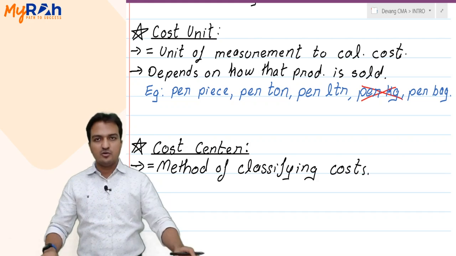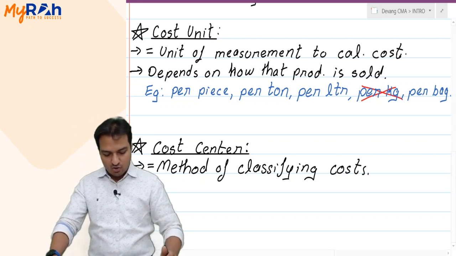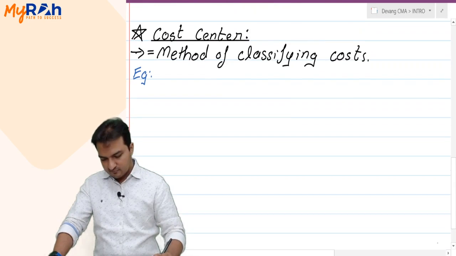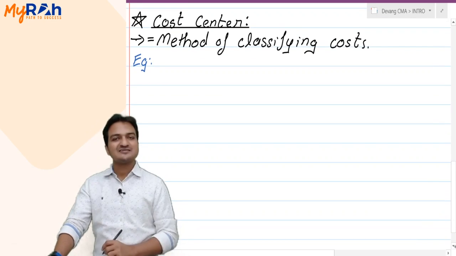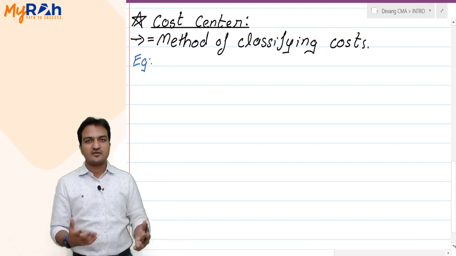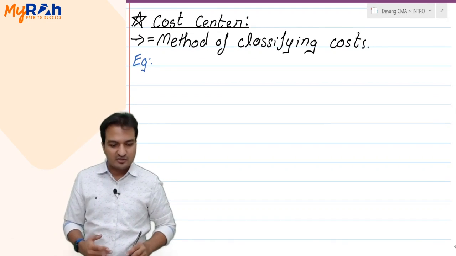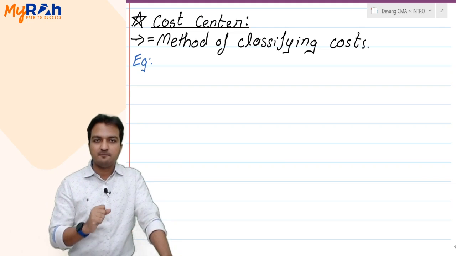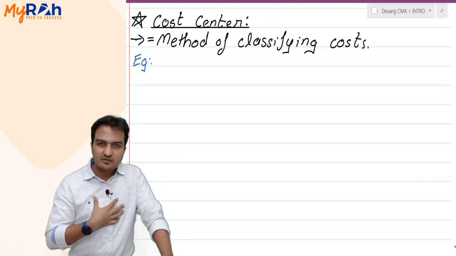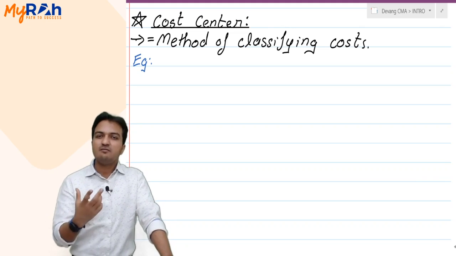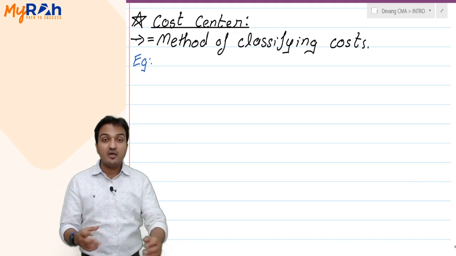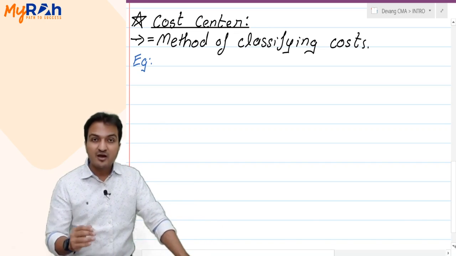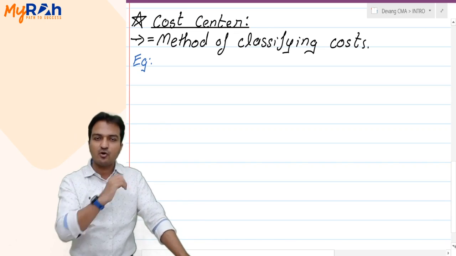Also, what we need to learn is something called cost center. Cost center that I've written here is what? Well, cost center means how I classify the cost, the method of classifying my cost. Say, for example, if I am calculating the cost of my product, then in any manufacturing industry, there might be hundreds of different items of cost that we incur.